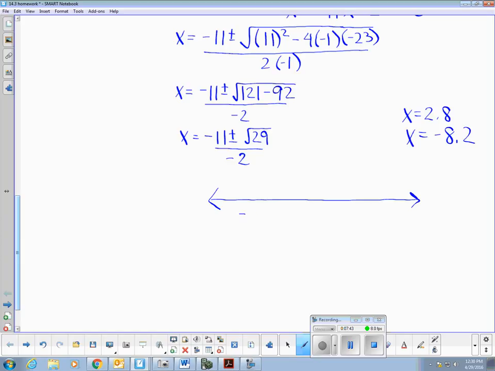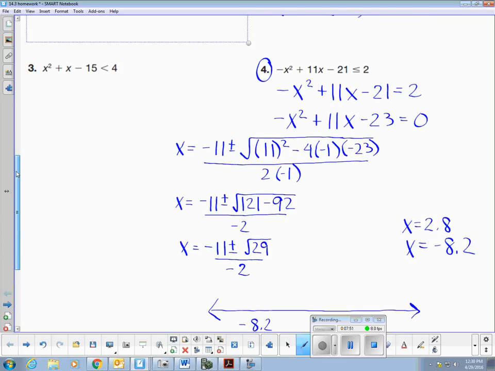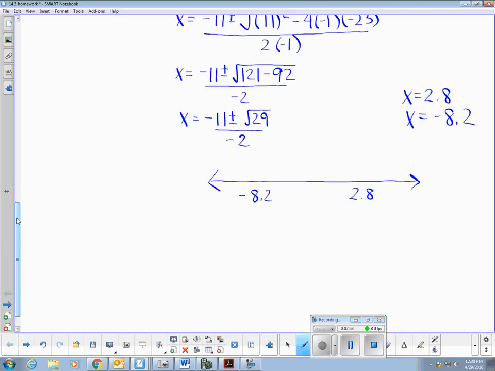So I'm going to place negative 8.2 further to the left, positive 2.8 furthest to the right. My inequality began with a less than or equal to, which means I'm going to have closed circles. And I'm looking at a value in between that would be easy to plug in. And it looks to me like if I plug in the value of 0, 0 would be a good choice.